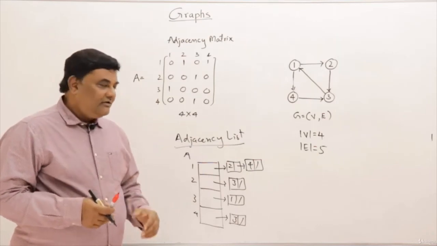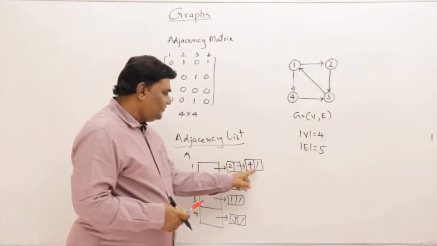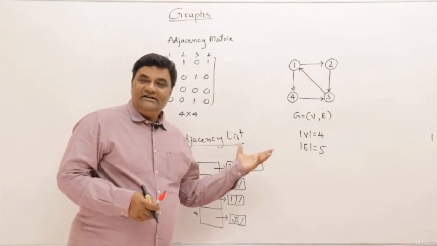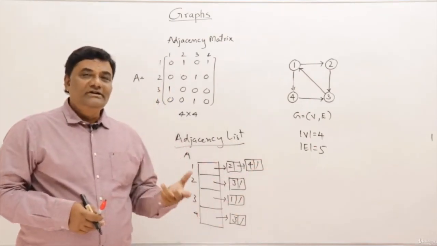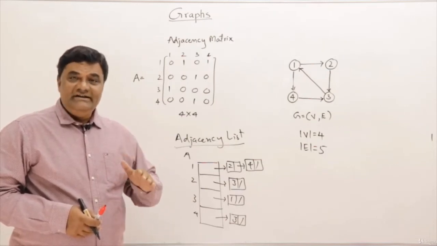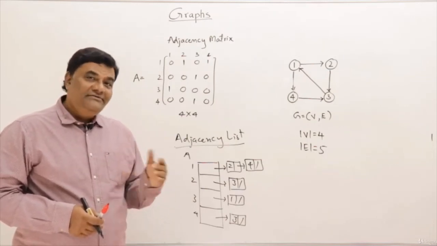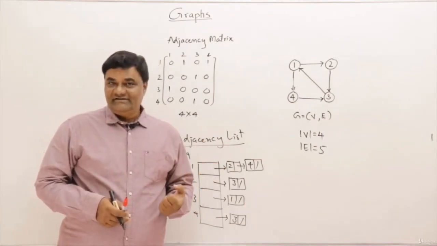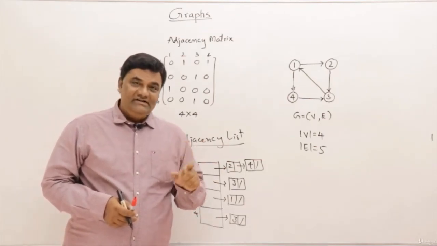But for out degree of vertex 1, just count the number of nodes in its own linked list. For this, 2 nodes are there. So the length of the linked list is 2. So out degree is 2. In degree we cannot know. Suppose knowing in degree is also important for us, then we can have one more type of adjacency list, that is called as inverse adjacency list.